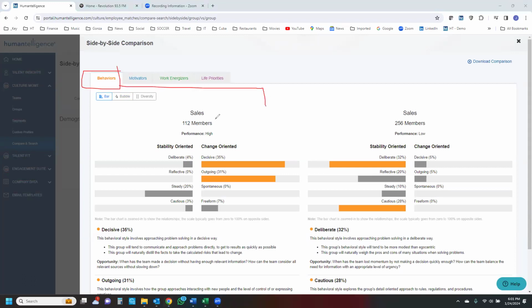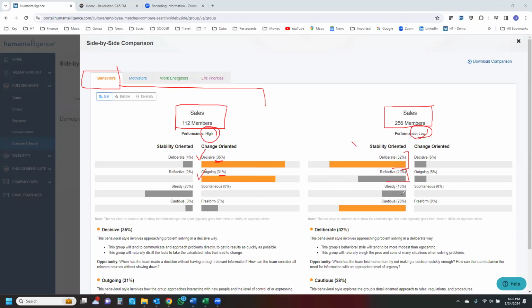regarding behaviors, how these 112 salespeople are the high performers and these 256 salespeople are the low performers. Let's see if there's a difference in the behaviors of high versus low performers. Indeed, we see that high performers are decisive, almost 1 in 3, where low performers are deliberate, completely opposite.